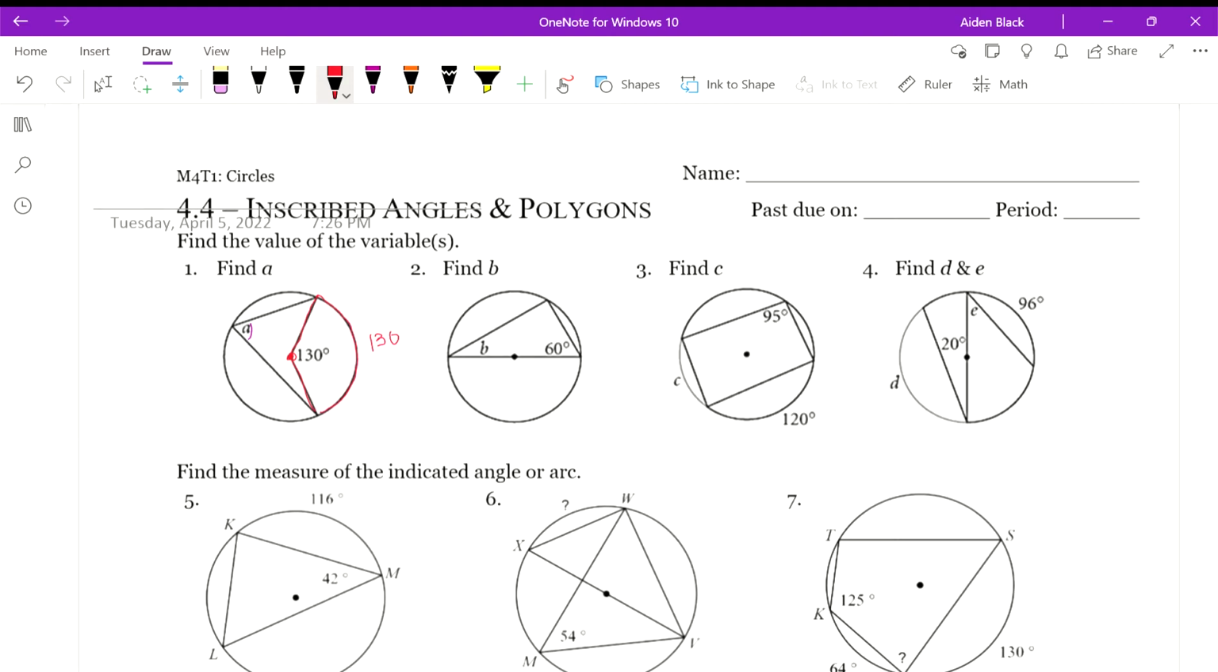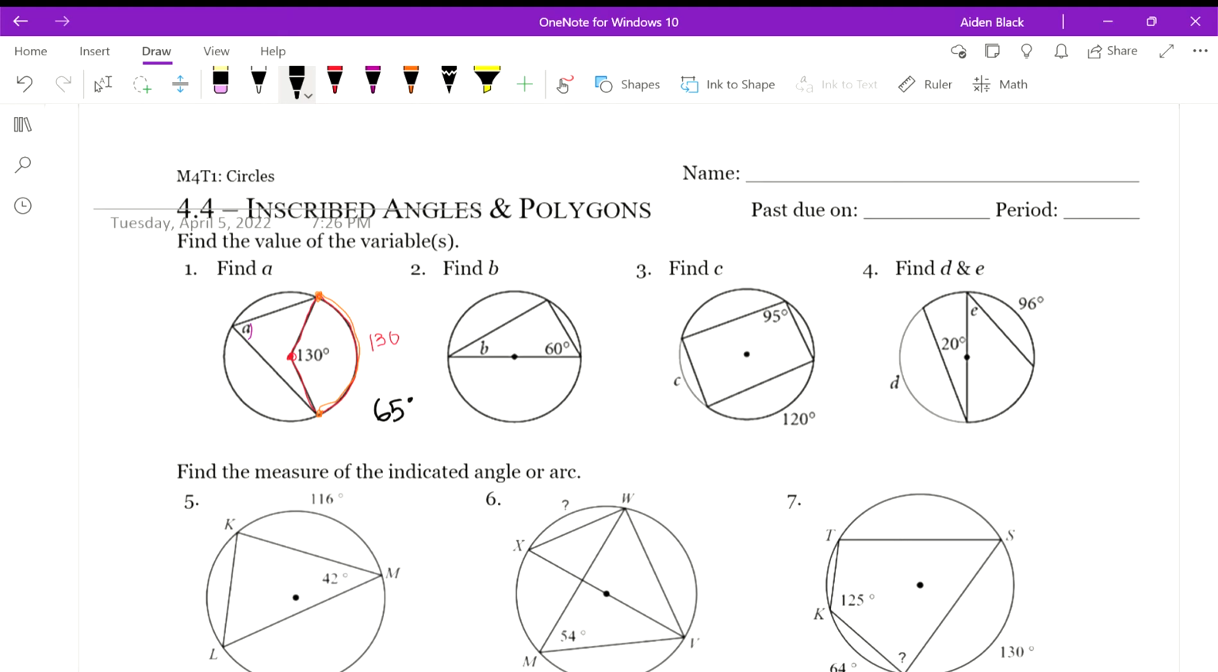Now, by the inscribed angles theorem, we know that A, being the inscribed angle, is half that of the intercepted arc, which is the one we just showed right here, 130. So A is equal to 1/2 of 130, which is, what, 65? Okay, so A equals 1/2 of 130.